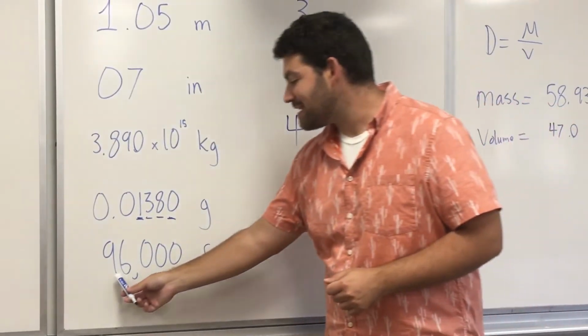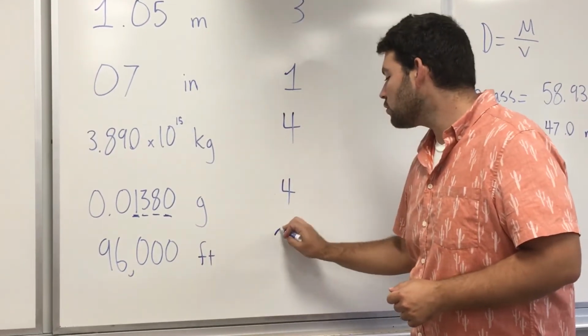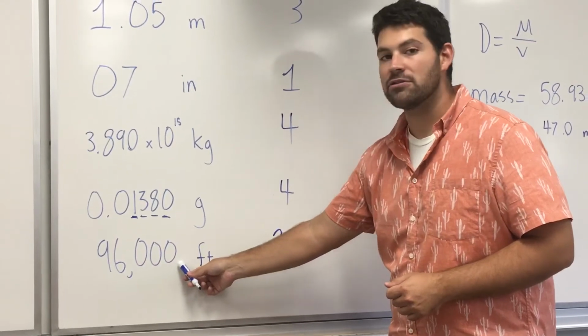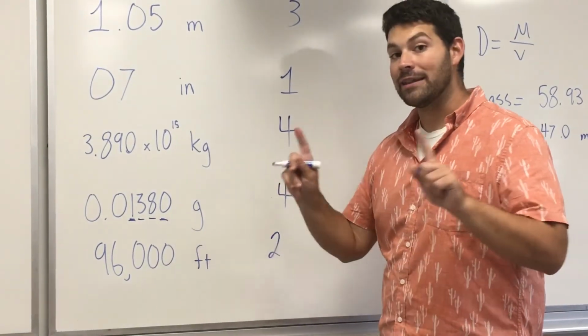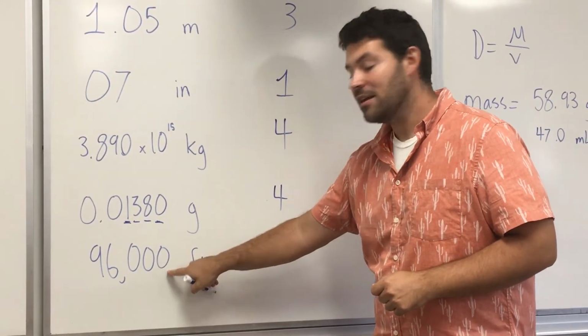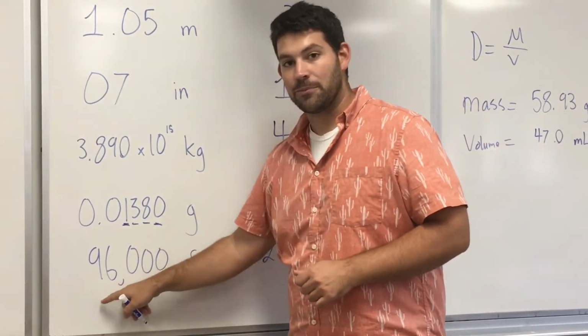The last measurement, 96,000 feet. This would be only 2 significant figures. It's only 2 because those trailing zeros are insignificant unless we put a decimal point there. If there was a decimal point, then this would read 5 sig figs, but there's no decimal point, only 2.